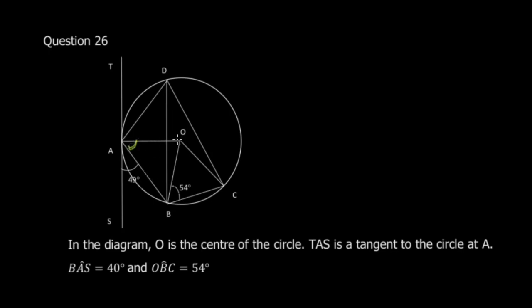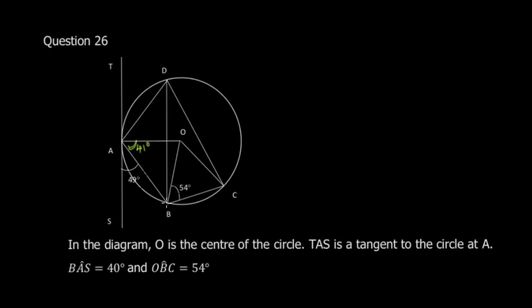When a radius or a diameter meets a tangent, it's always 90 degrees, okay? So you actually have 49 here, such that the two add up to 90. So it's 90 minus 49. You don't get 51, you get 41 here. I'm sorry about that. So you get 41 here.